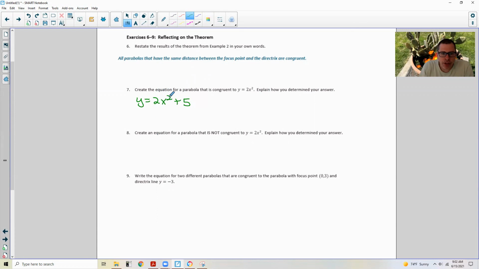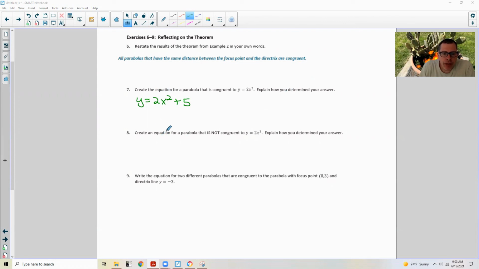The coefficient of x squared, which is 1 over p, or 1 over 2p, I should say. So this 2 is 1 over 2p. All right, so we can find the distance just by taking 1 over 2p and setting it equal to our a. But anyhow, the 1 over 2p cannot change.